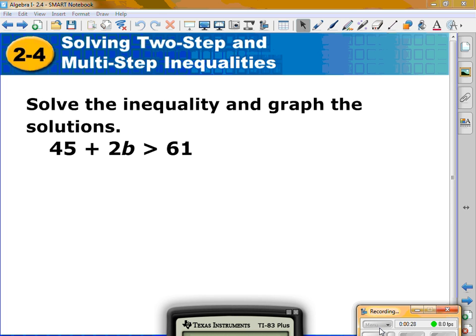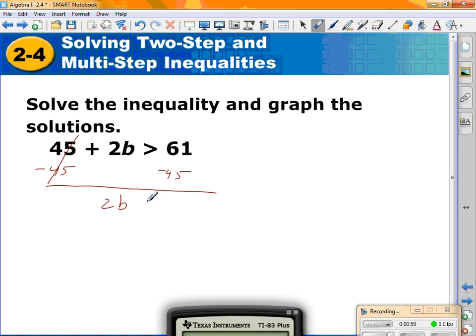We first determine where our variable is located at. What side of the inequality is it at? On the left-hand side. What do we need to do first to solve for the variable? Subtract 45. So I'm going to subtract 45 here, subtract 45 here. 45 minus 45 is gone. The 2b comes straight down.